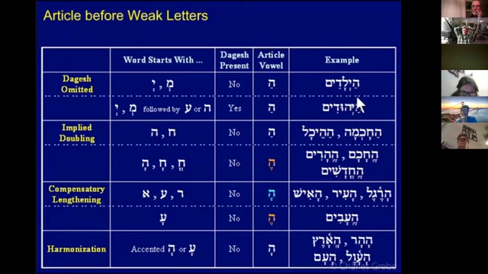And here's an example. Yeladim means children, and it starts with a yud. You put the article on it, the hey and the patach. We would expect the yud to be doubled, but in fact it doesn't.